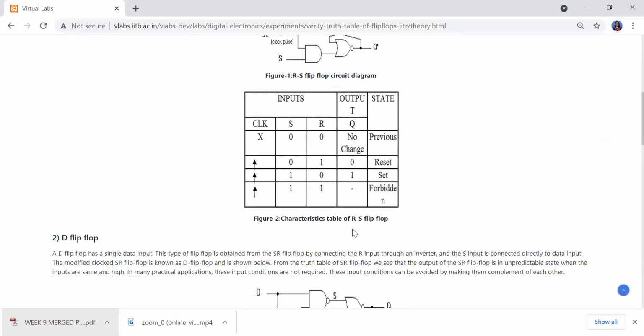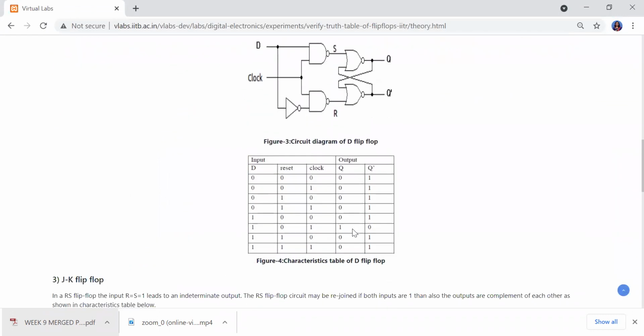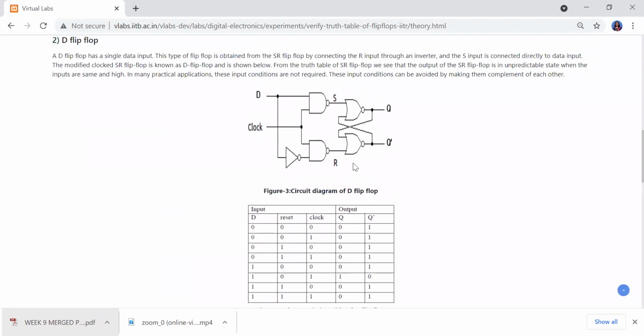So we will select the theory part. This is the logic diagram or circuit diagram of D flip-flop. It consists of one NOT gate, two NAND gates and two NOR gates. Inputs of the D flip-flop are D and clock signal, and the outputs are Q and Q complement. Here input D represents the delay input.